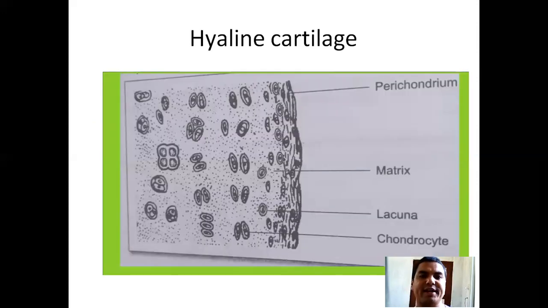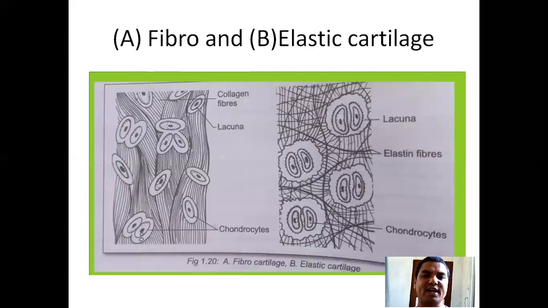See here the figure of hyaline cartilage. It consists of the perichondrium as the outer part, matrix, lacuna, and chondrocytes. The fibrous and elastic cartilage figure is here, which consists of numerous fibers, white fiber in fibrous cartilage and elastic fiber in elastic cartilage, and there is a presence of chondrocyte cells. That pin-shaped or oval-shaped structure you can see is a chondrocyte, or the cartilage cell.